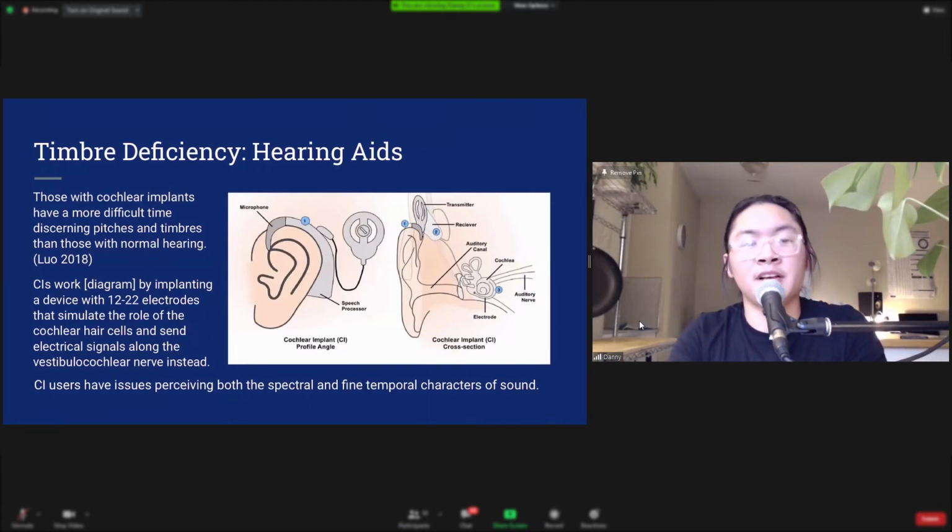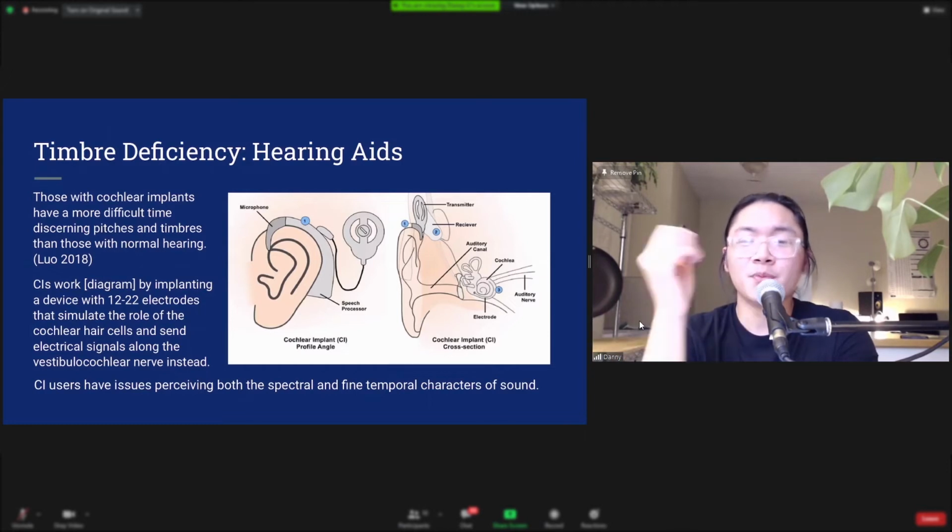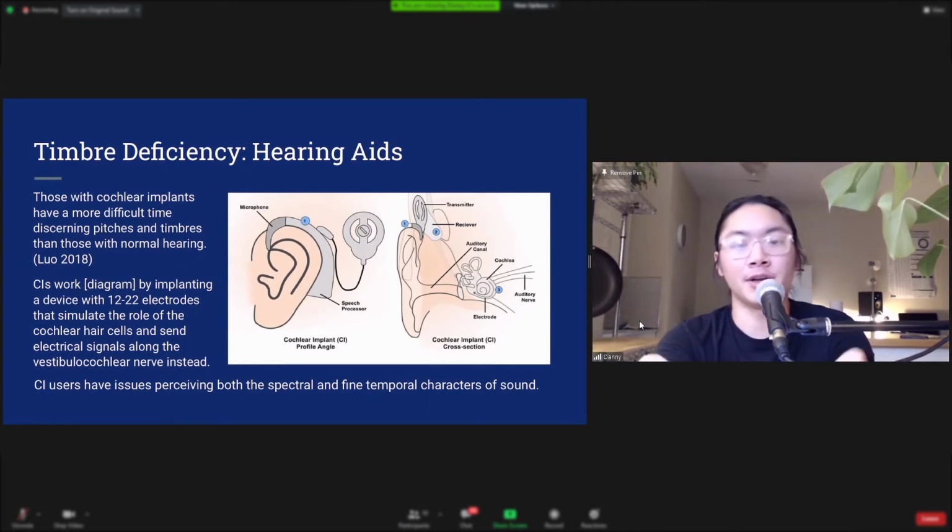Lastly, we're going to talk about timbre deficiency. So, cochlear implants, hearing aids. People with cochlear implants have a more difficult time discerning pitches and timbres than those with normal hearing. Why is this? Well, let's take a look at how a cochlear implant works.